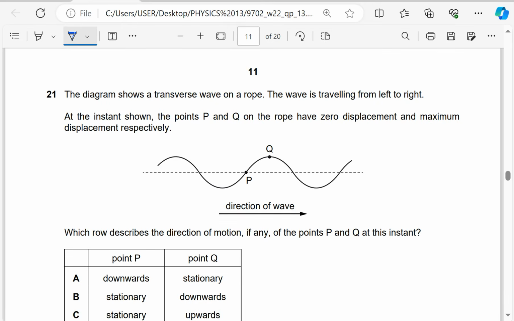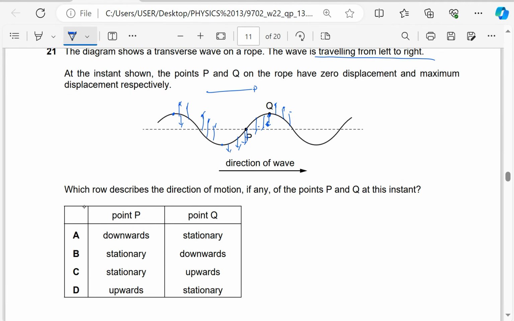The diagram shows a transverse wave on a rope. The wave is traveling from left to right. Okay, so if it is traveling from left to right, then it means a particle here is at rest. Then the particles here are actually vibrating upwards. Then the particle here is at rest. Then particles here are vibrating downwards. Then a particle at Q is at rest. So a particle here is at rest, but the next particle will vibrate upwards, and so on and so forth.